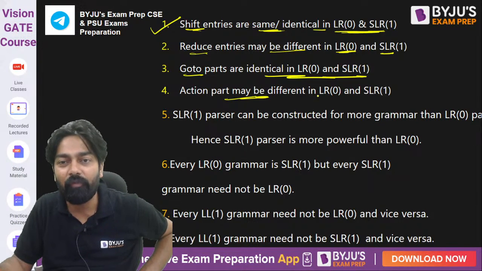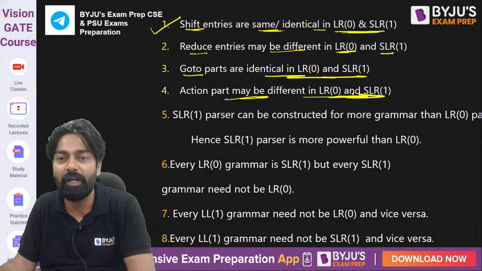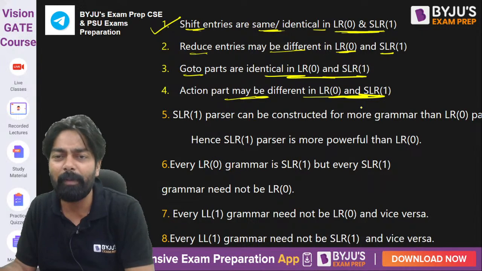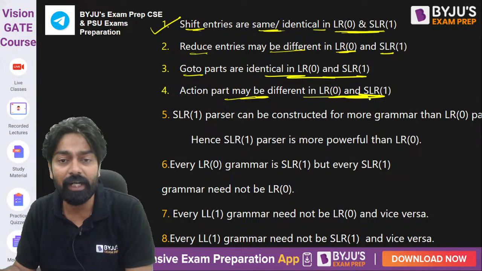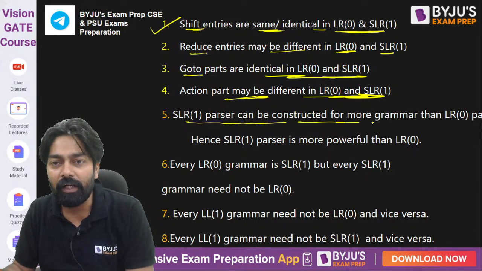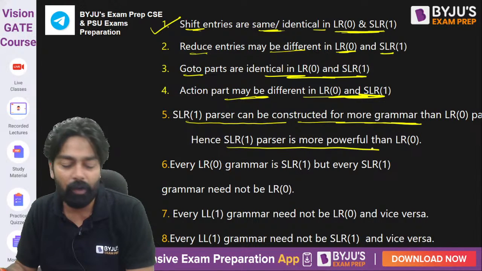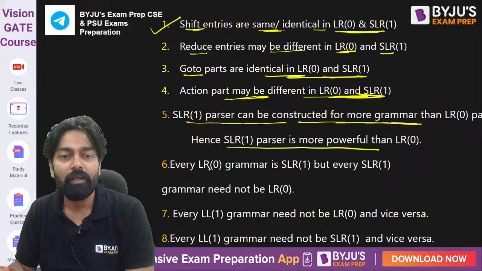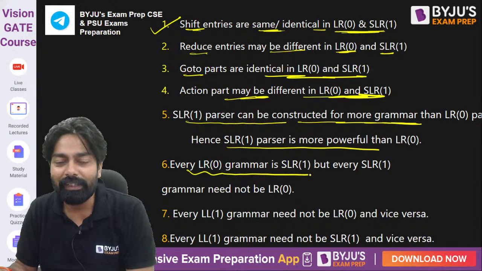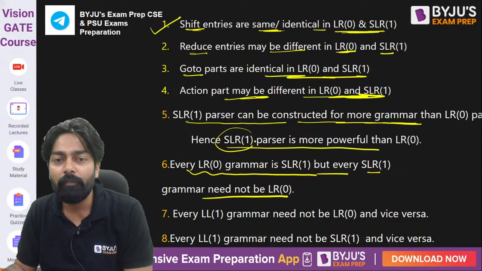The action part may be different in LR0 and SLR1. Why? Because maybe the reduction entry will be different. An SLR1 parser can be constructed for more grammars than an LR0 parser. Therefore, SLR1 parser is more powerful than LR0. Fine. Every LR0 grammar is SLR1, but every SLR1 grammar need not be LR0. If it is LR0, you can say it is SLR1 as well. And why are we saying SLR1 is powerful? You see the previous question.